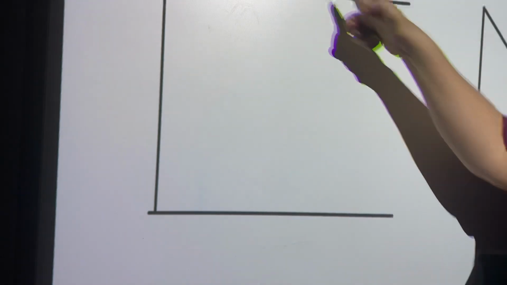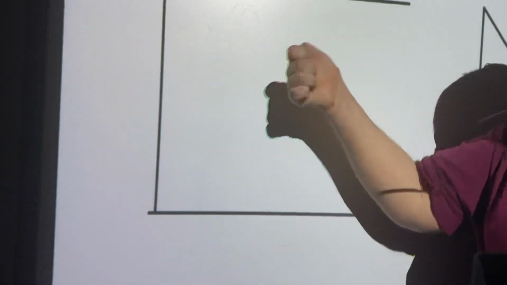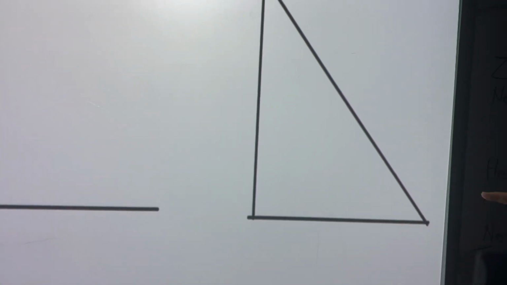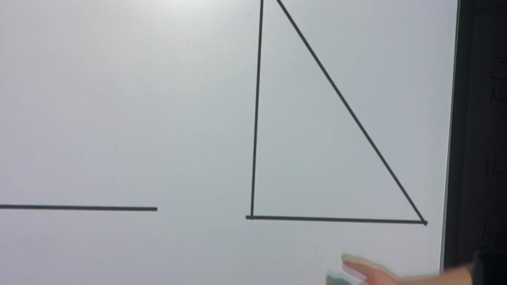How many sides does this shape have? Sophia? 3. 1, 2, 3. Well, there's a problem with that. Is it a shape? No. Nope, it's not a shape, so the answer is 0. Because it's not a shape. In order to be a triangle and have 3 sides, it has to be closed. The door has to be closed.